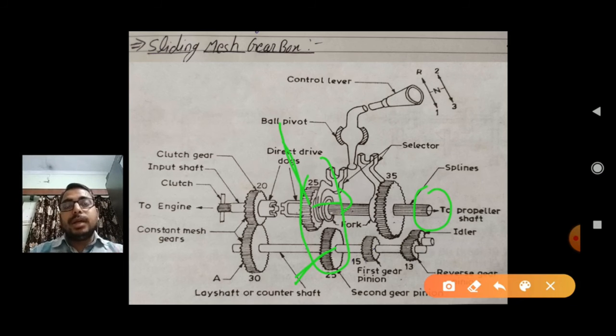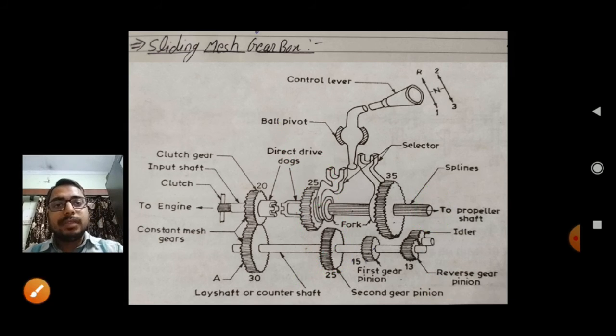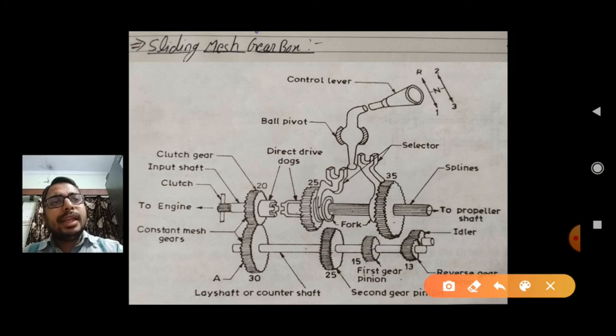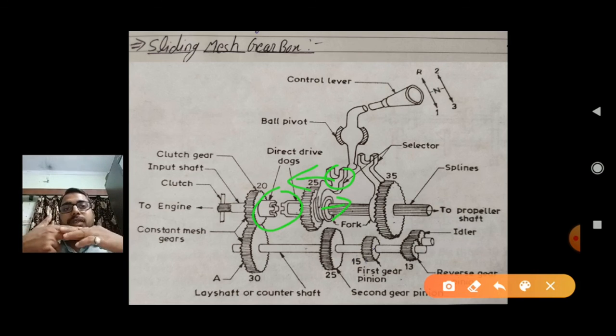In the third case, when you want to give higher speed, sorry, and less torque from your engine, then you apply third gear. In case of third gear, as seen here, you again attach with the selectors and move it in the leftward direction. In the previous case you slid it in the rightward direction, but now you slide it in the leftward direction. By moving it in the leftward direction, these direct drive dogs are clamped with one another.